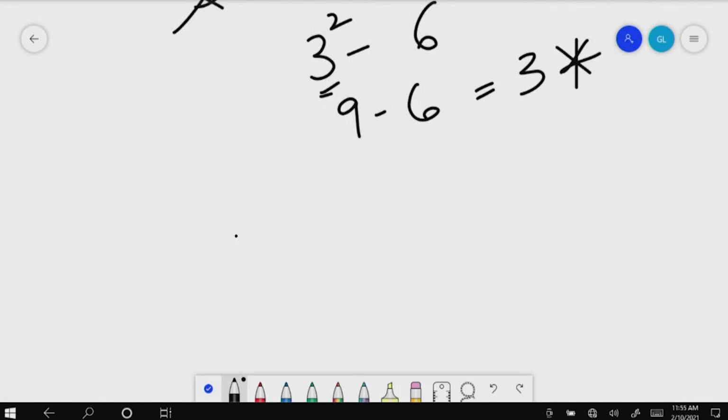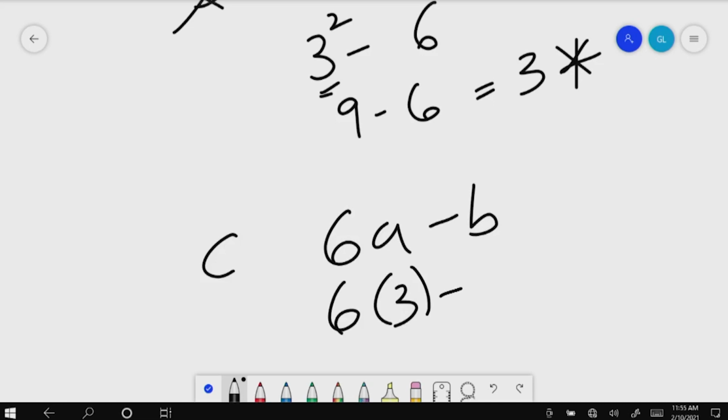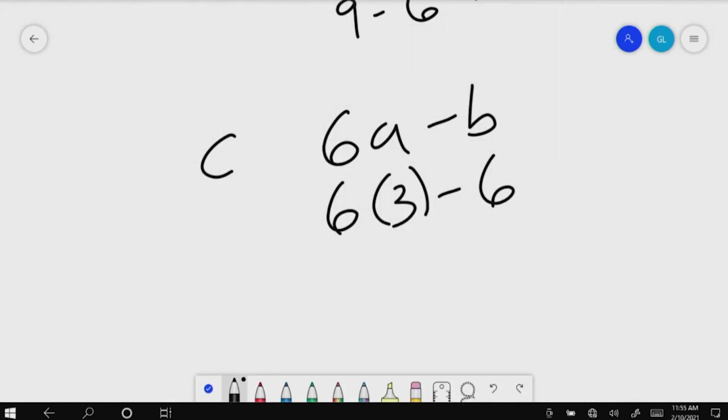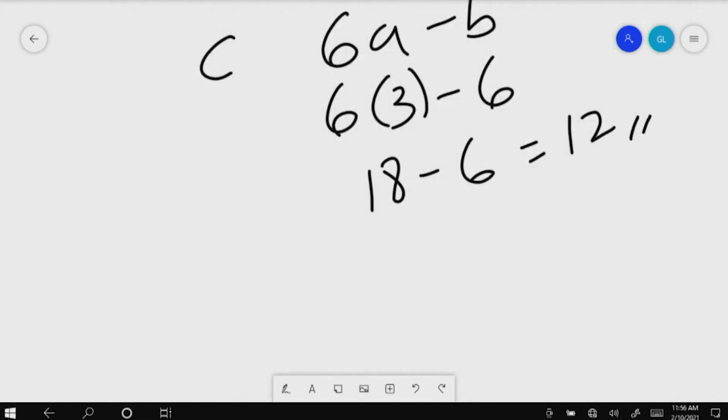When we look at C, 6A minus B, by substituting 6 of 3 minus 6, this would give us 18 minus 6, which is equal to 12. It satisfies our first equation. Let us see if it satisfies our second equation. Then we will know what to eliminate or not to eliminate.